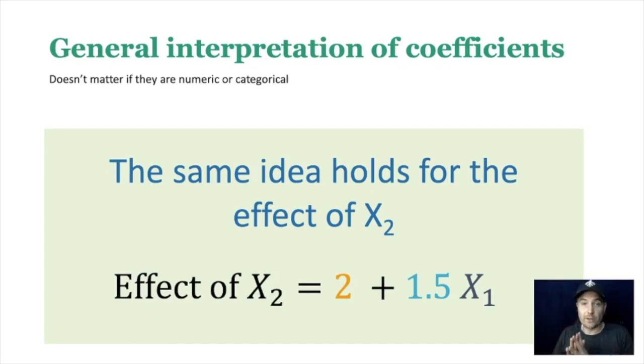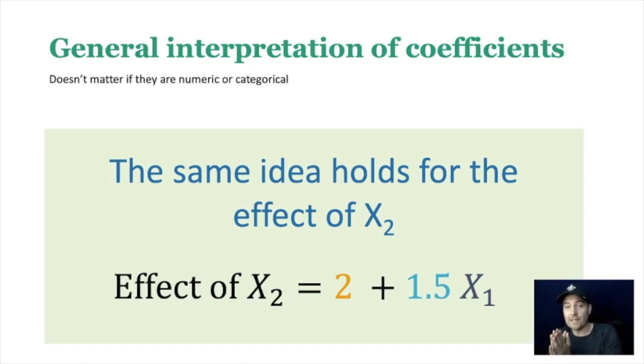The same idea actually holds for x2. So the effect of x2 is 2 plus 1.5 times x1. In other words, the effect of x2 depends on the level of x1. When x1 is 0, the effect of x2 is just 2, which means for a 1 unit increase in x2, there's a 2 unit increase in y.